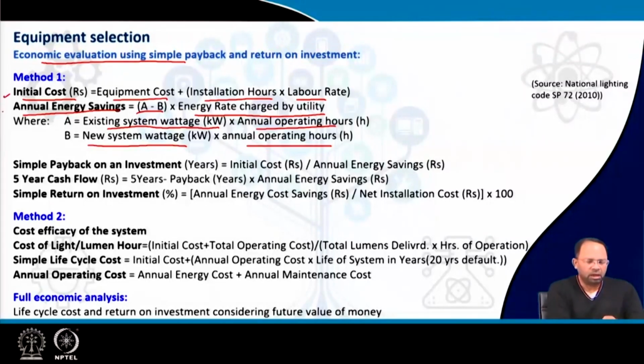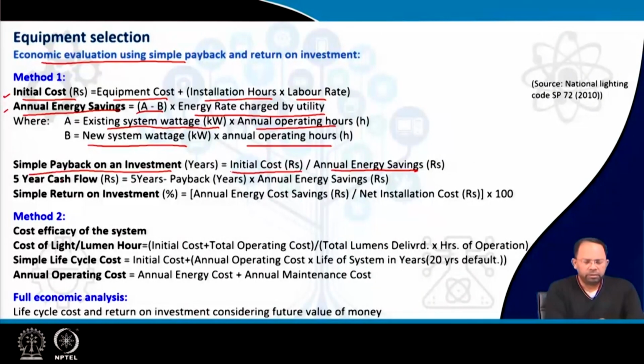Now this is the initial cost, and this is the annual energy savings. How do I determine the overall benefit? First, we can determine the simple payback on an investment in number of years. This is the overall initial cost that I have to invest, and every year I am saving this much money. So I will be able to recover my investment, which is initial cost divided by annual energy savings.